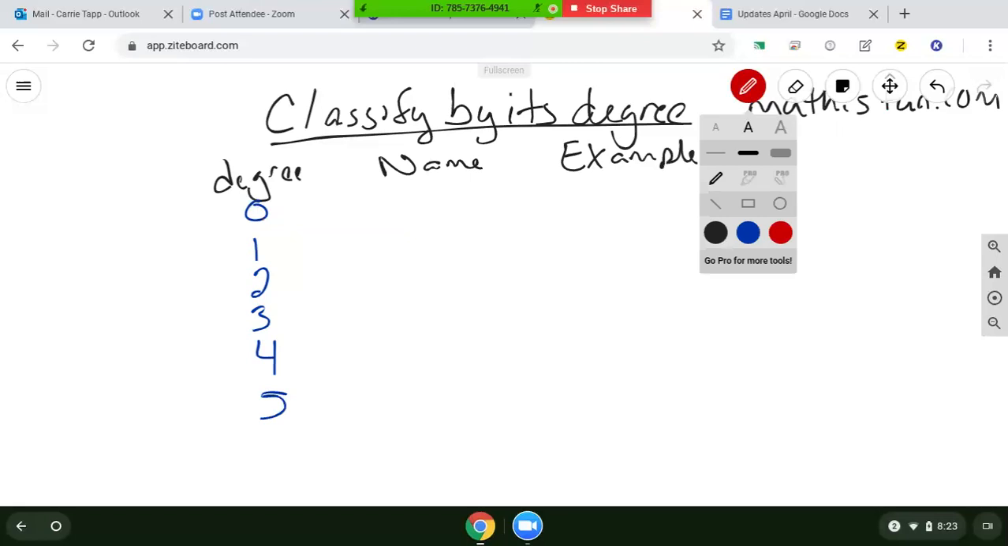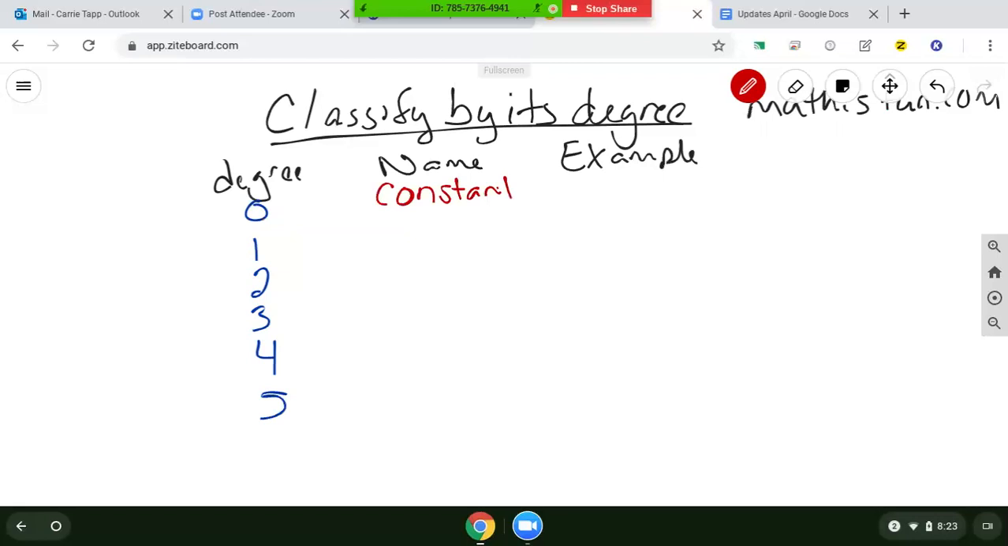So if you have 0 degrees, it's called a constant. So an example of that would be any number. So let's say 7. If you had something that was to the first degree, it's going to be called linear. And an example of that would be x plus 7.